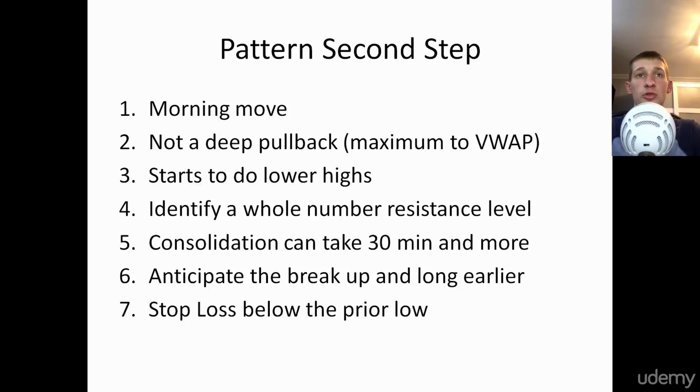Next it starts to do higher lows. So after the pullback it doesn't go lower, and it starts to trend higher. We identify a whole number resistance level. Like every time we have to identify the resistance. I will show you later in the graphics, and I have some drawings that I will show you later, and you will understand. So we identify a whole number resistance level, and we will anticipate the breakup.